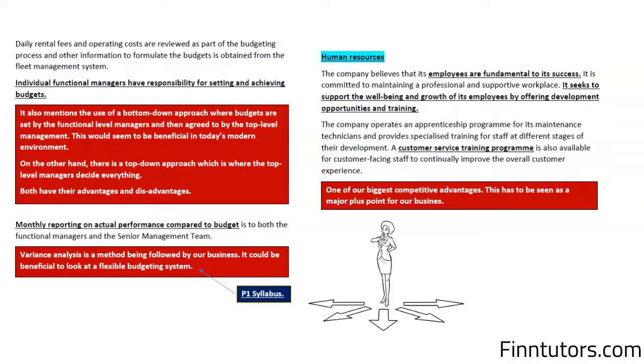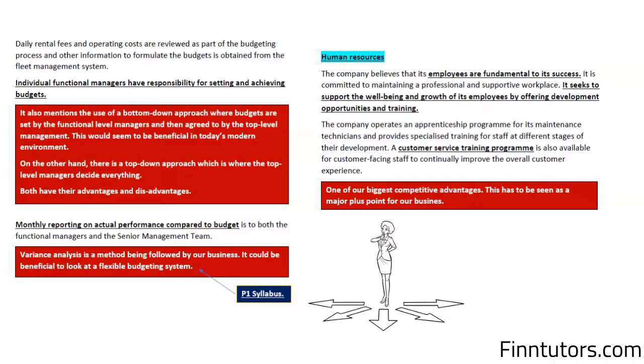Monthly reporting on actual performance compared to budget is to both the functional managers and the senior management team. So monthly reporting on actual performance compared to the budget, so the variance analysis goes to the managers as well as the directors. Variance analysis is a method being followed by our business. It could be beneficial to look at a flexible budgeting system as well. This is part of your P1 syllabus. Flexed budgets are being used more and more in today's modern environment.